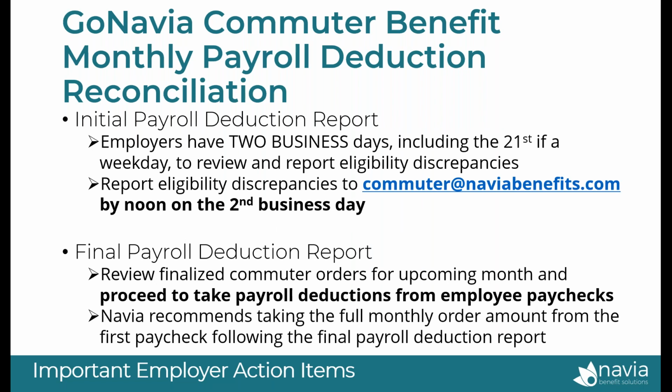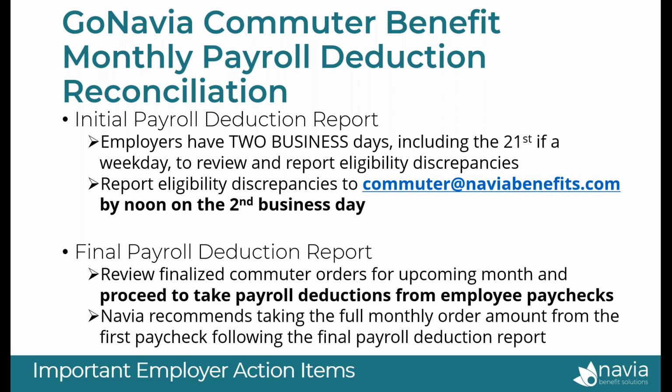The first report that you're going to get is the initial payroll deduction report, and this lists all commuter orders placed for the upcoming month, and it's broken down by benefit, so parking and transit separately. This report will be available on the 21st of each month. Once available, you do have 2 business days, including the 21st, if that is a weekday, to review the report and let us know of any eligibility discrepancies.